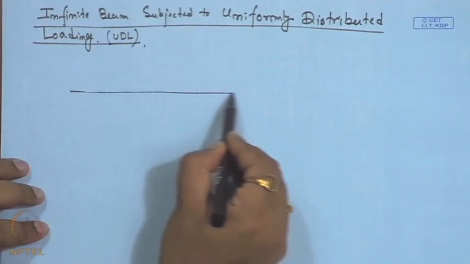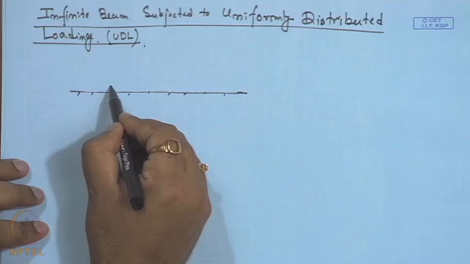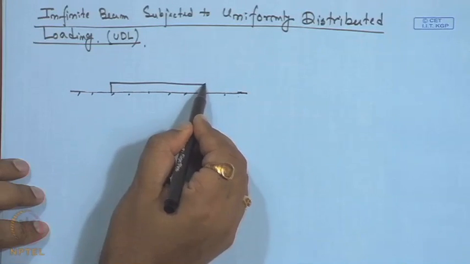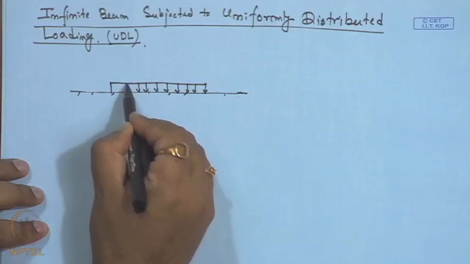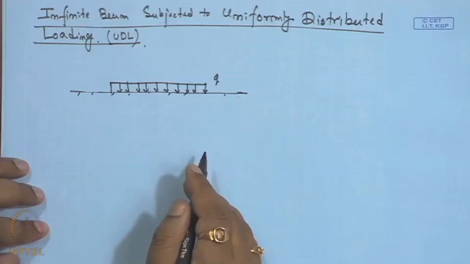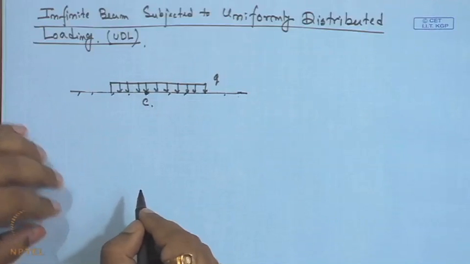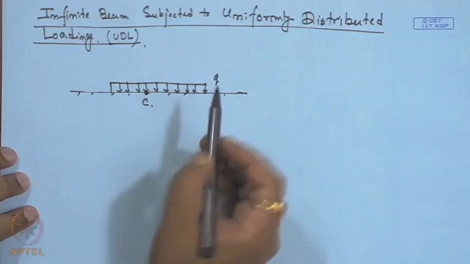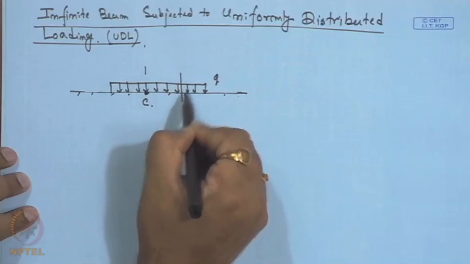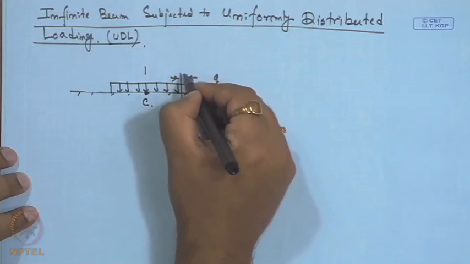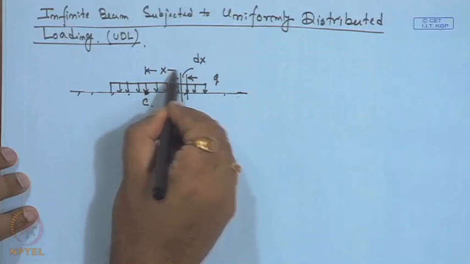Suppose we have an infinite beam, which is subjected to a UDL of intensity Q. We have a point C within that beam. In the first case, we can take an infinitely small segment dx at a distance of x from the C.